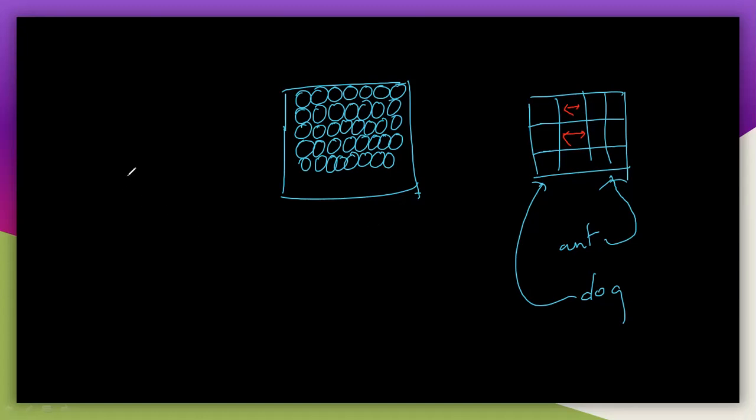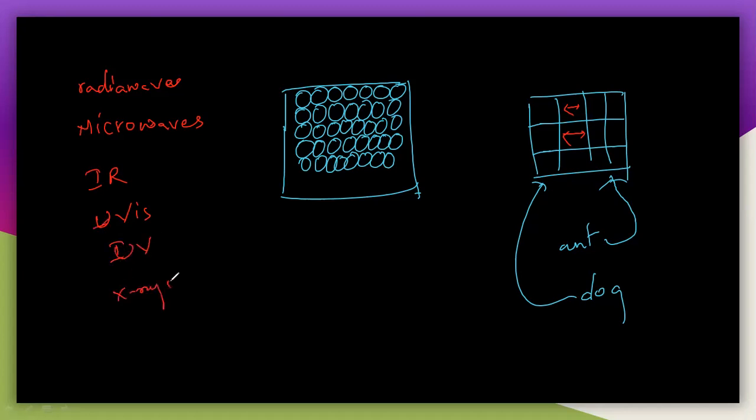So exactly like that, our visible... whatever electromagnetic radiations we are having, first let us take radio waves. Next, microwaves. So we'll write all the radiations: microwaves, then IR waves, then visible, and then UV. And next, X-rays and gamma rays. So see this, we are having this particular radiation.